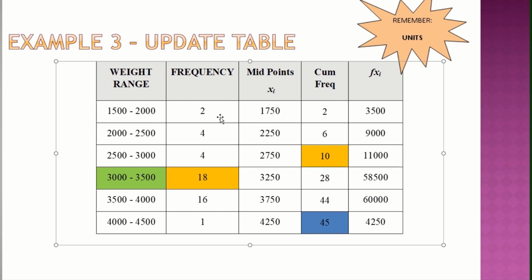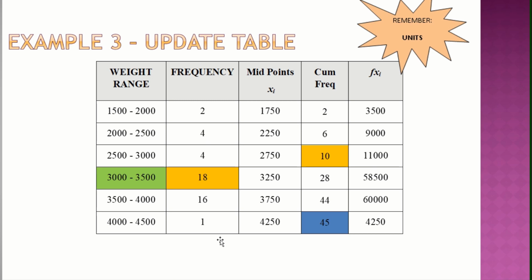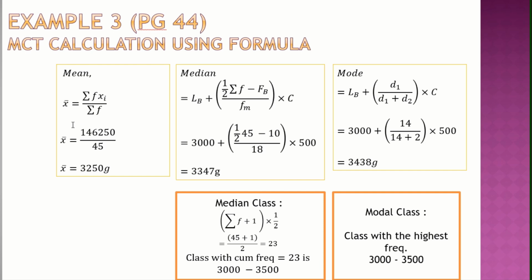FXI is frequency times midpoint. 2 times this is this. Okay, and I always want you to add 2 new things here, which is not here: total frequency down here and total FXI here. I want you to do that all the time. So how to find mean? Total FXI, divide by total frequency. So you find mean, you total up, divide by total frequency. Your mean is 3250 grams.